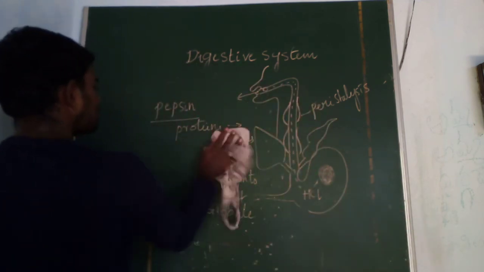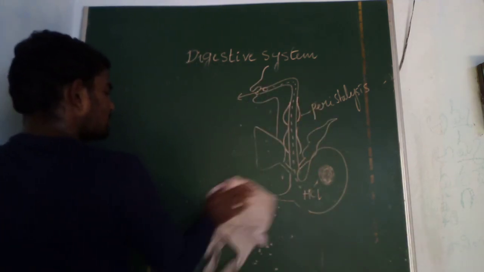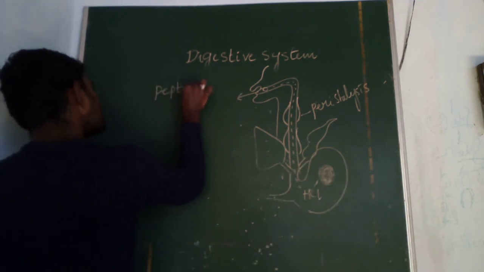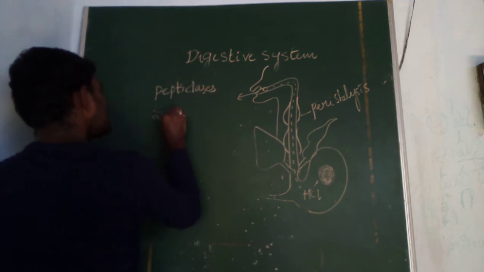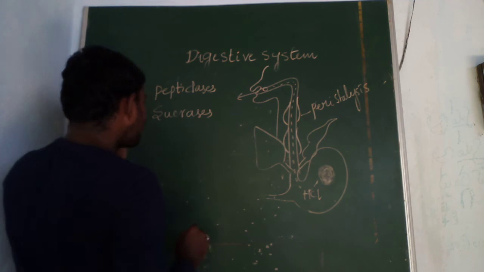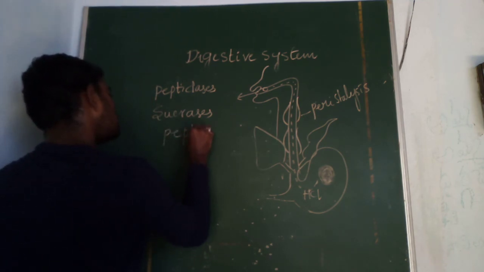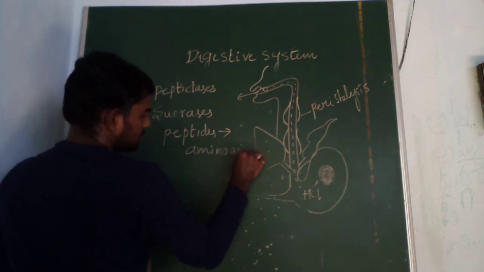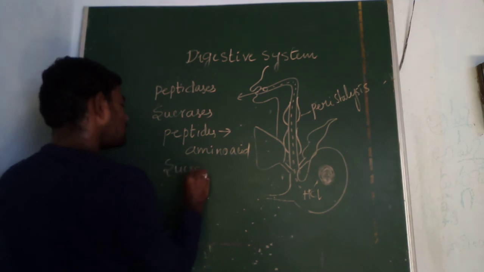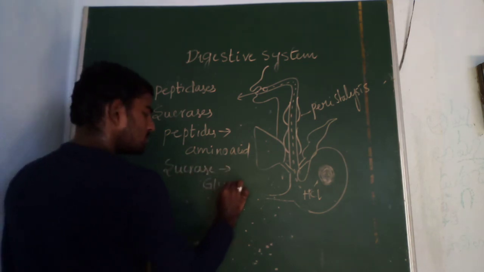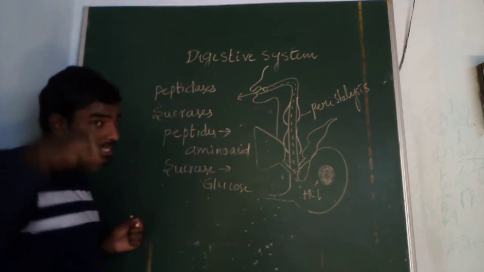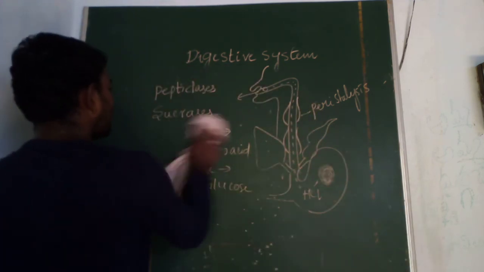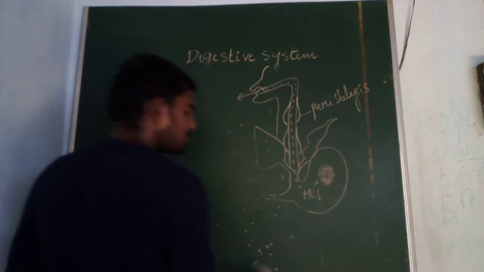And next, the small intestine secretes intestinal juices, peptidases and sucrases. Peptidase converts peptides into amino acids, and sucrase converts sucrose to glucose. Along with this, the pancreas releases pancreatic juice with enzymes like amylase, trypsin, and lipase.